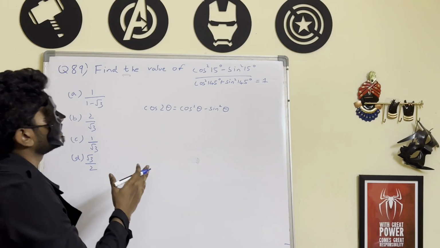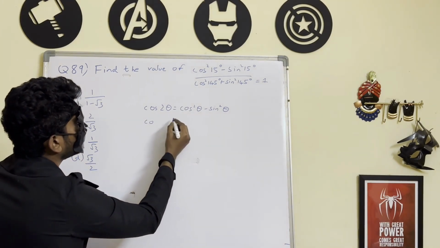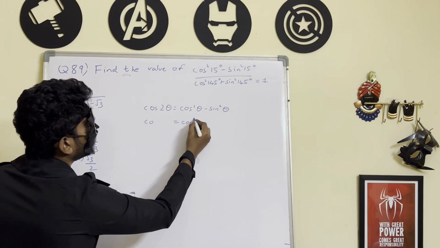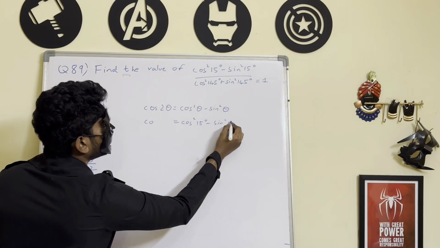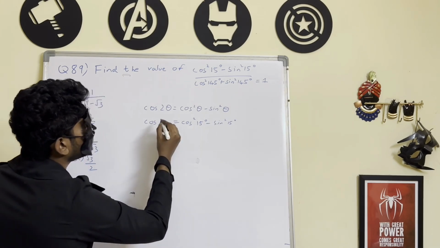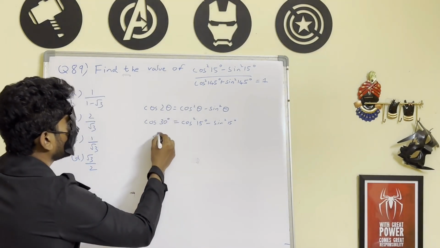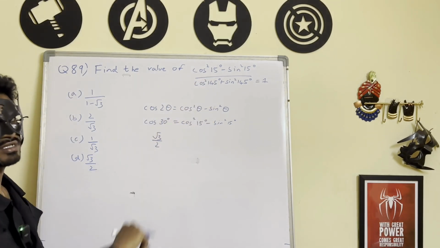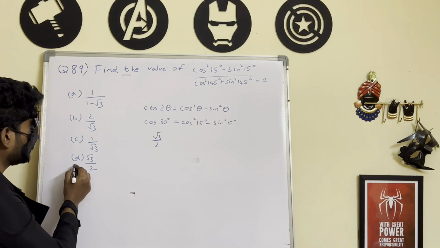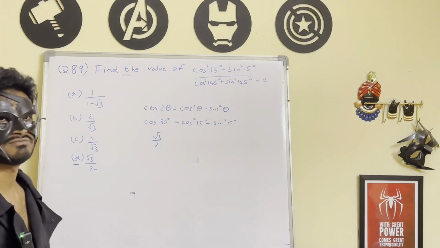So here theta is nothing but equal to 15 degrees, so substituting, cos square 15 degrees minus sin square 15 degrees is equal to cos 2 into 15, that is nothing but cos 30 degrees. So cos 30 is nothing but equal to root 3 by 2. So root 3 by 2 divided by 1, which is nothing but equal to root 3 by 2. So here option D will be right.